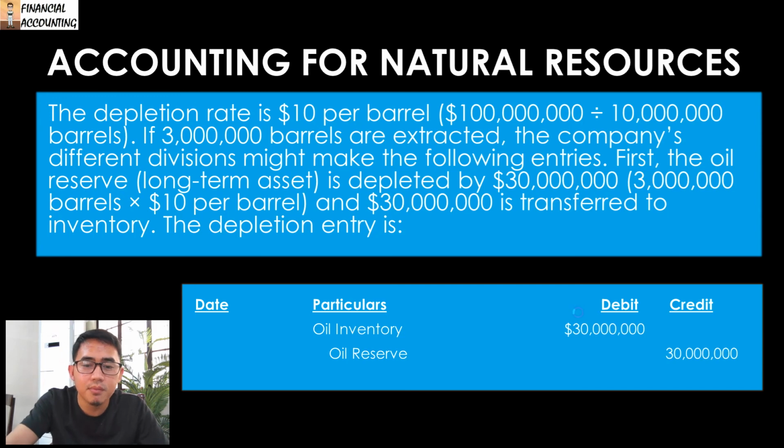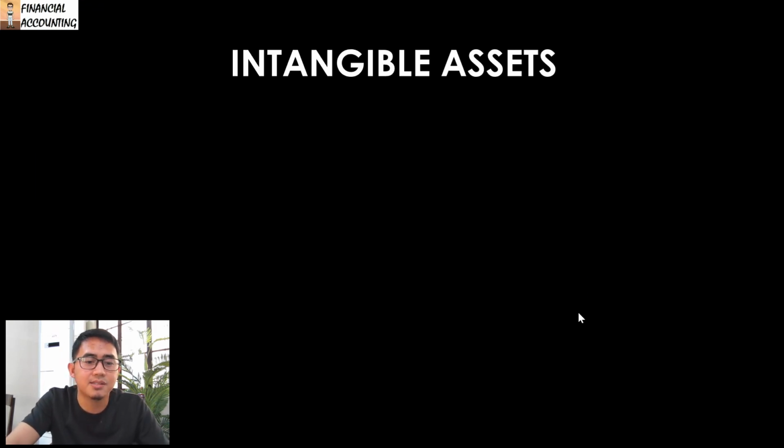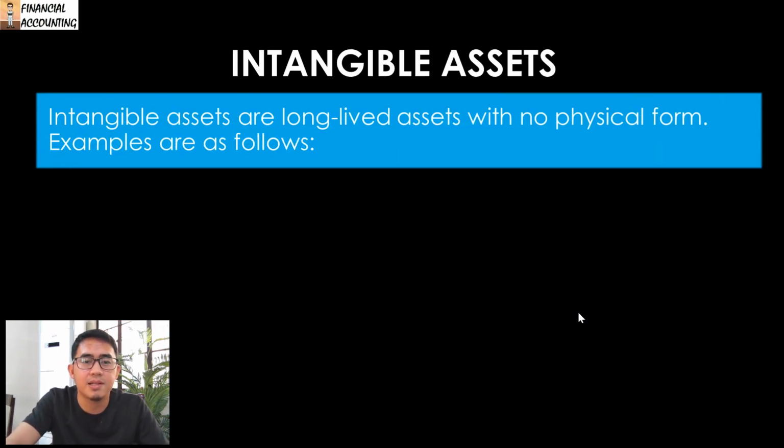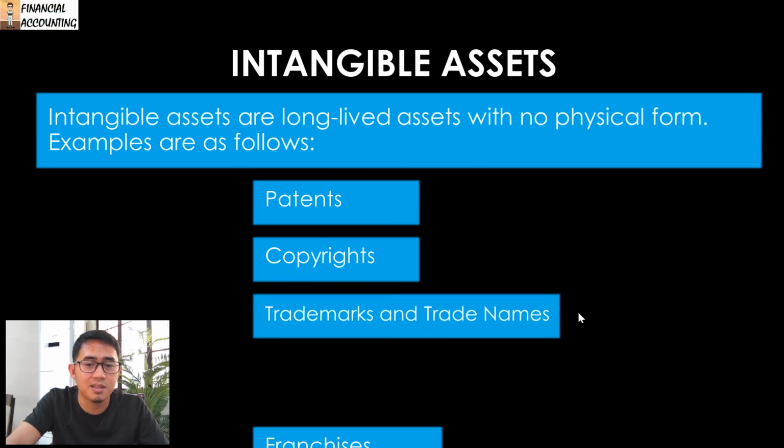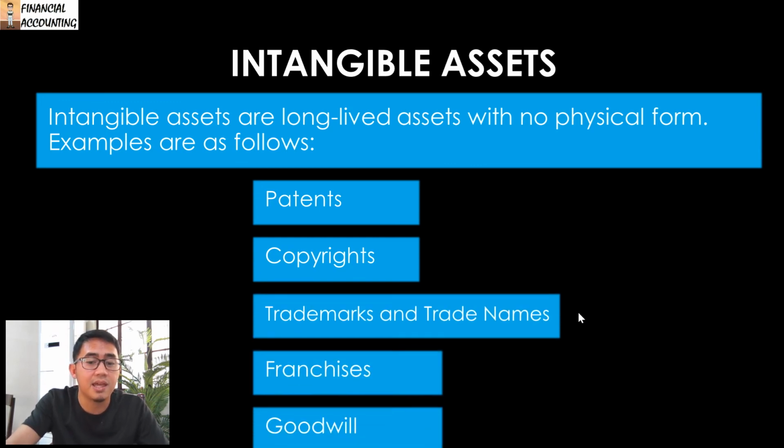Okay? So intangible assets. These intangible assets are long-lived assets with no physical form. Examples are as follows. We have patents, copyrights, trademarks, franchises, and goodwill. Okay, so these are assets which do not have physical form. You cannot touch them. You can only know that you have the right to use it, and you derive benefit from it.